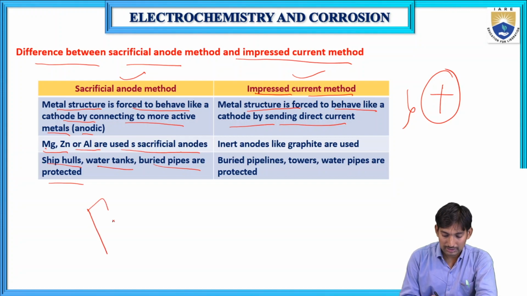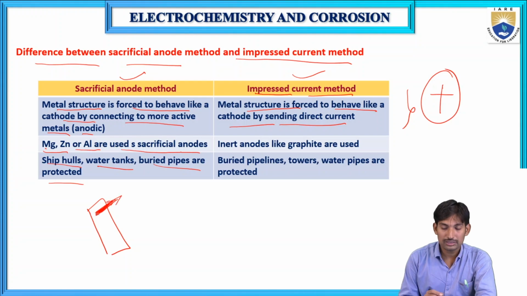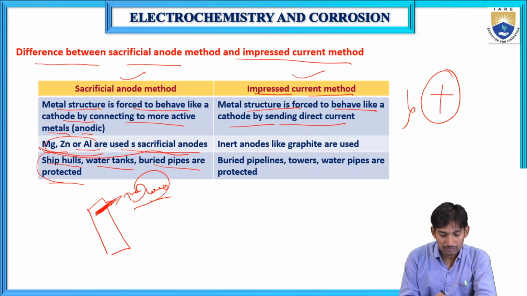In the electrochemical series, at the top, these metals are present: magnesium, zinc and aluminum. These have low reduction potentials. So these will act as anodes and undergo oxidation very easily. So these act as sacrificial anodes. What is protected? Ship hulls, water tanks and buried pipes are protected by using this sacrificial anodic method.